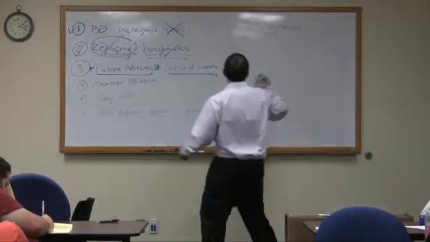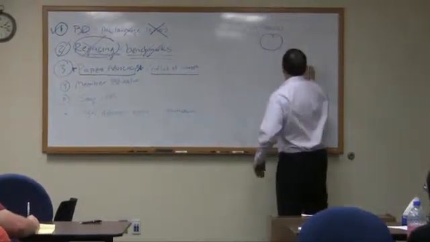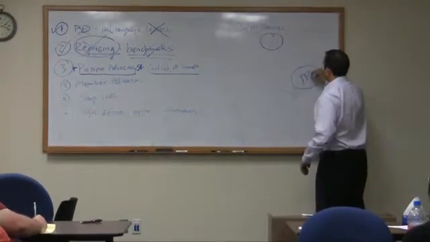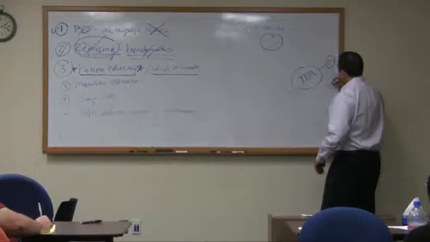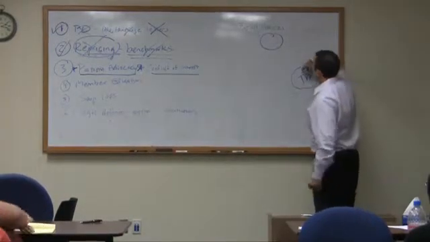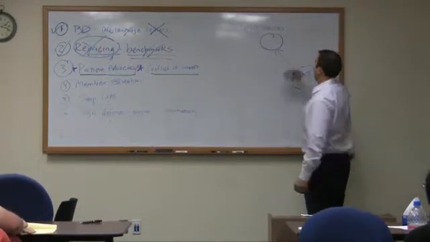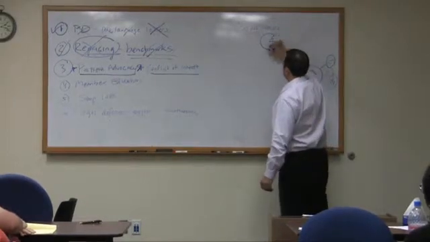Now, so let's just use the example. This is the TPA. Here's the group. Here's the little employee. They send the check to the TPA. The TPA, let's say, cashes the check.